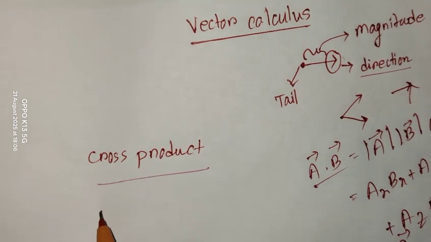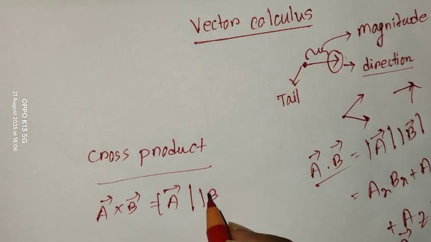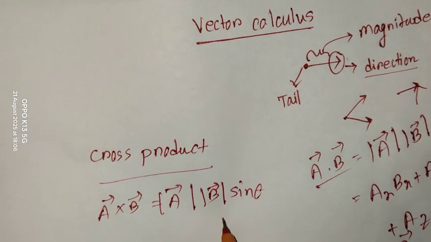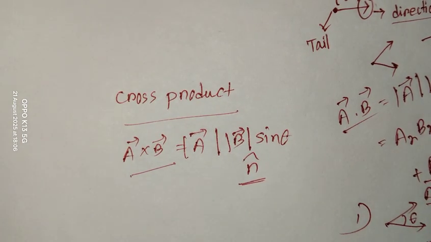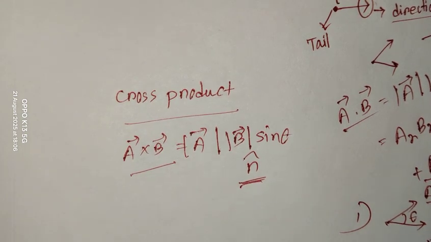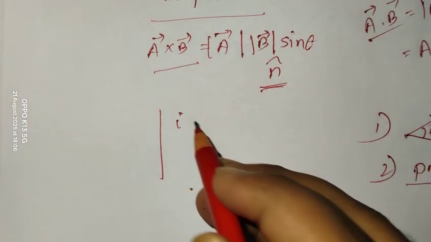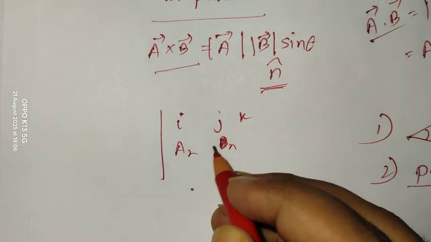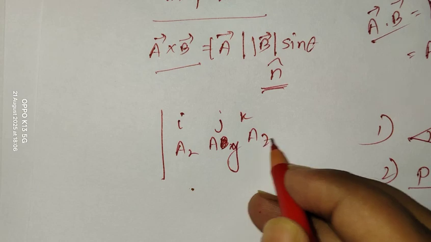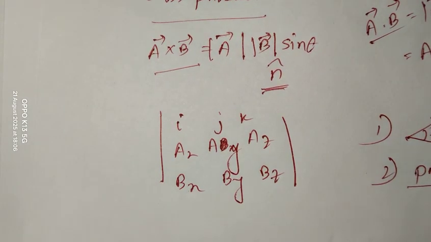Let's talk about the cross product. The cross product looks something like this: A cross B equals AB sin theta n cap, where n cap is the unit vector which provides us a direction, because the cross product is a vector product where we get a vector quantity. Very nice. Now there's another formula where we find the value through a determinant. This is i, j, k; this is ax, ay, az; this is bx, by, bz. A is the first vector and B is the second vector.